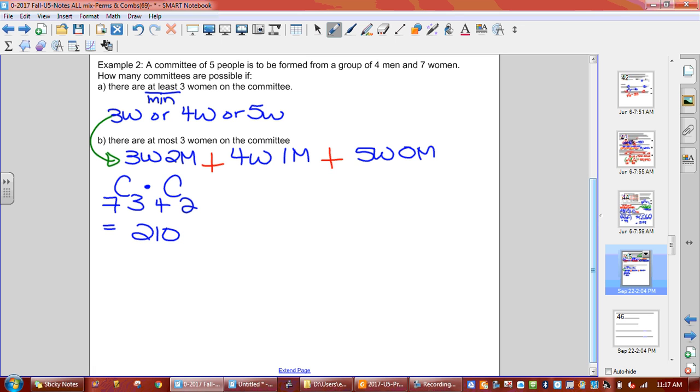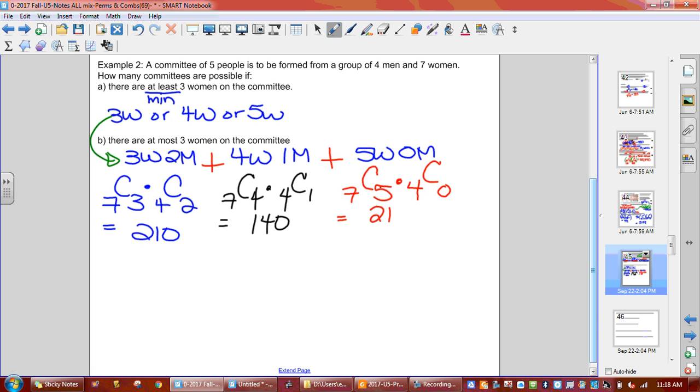For 4 women, the only thing that changes is I'm now using 7 choose 4 instead of 7 choose 3, and it's times 4 choose 1. That's going to give us an answer of 140. Checking my work, is it right so far? Now, 5 women: 7 choose 5, times 4 choose 0 men. Remember, anything choose 0 is 1. So that is going to give us a total of 21, I believe. Please check.